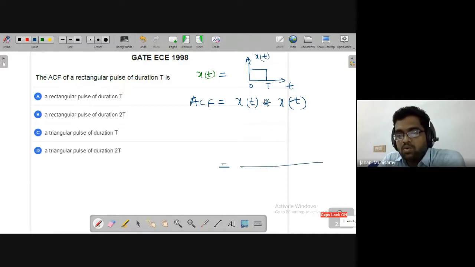Now, here you should also know the convolution value. For a rectangular signal, if you do the convolution, both are having equal value, and then you'll get a triangular pulse with a duration of 2T. Individually it is T, then totally it is 2T. So the answer is a triangular pulse with a duration of 2T.